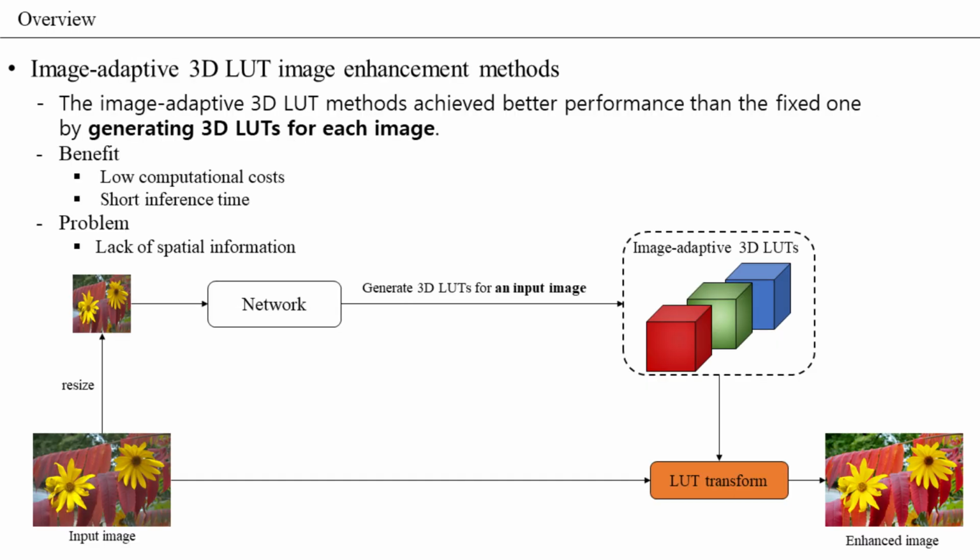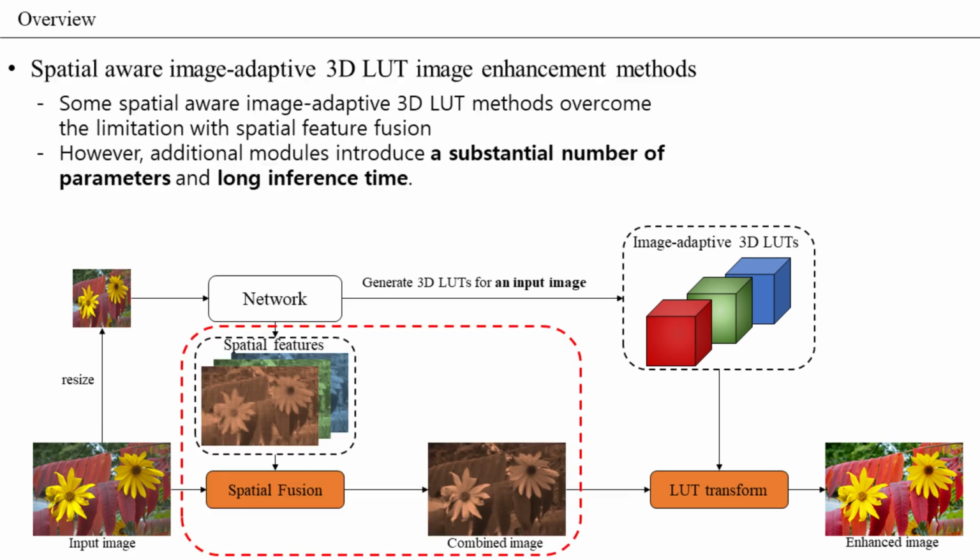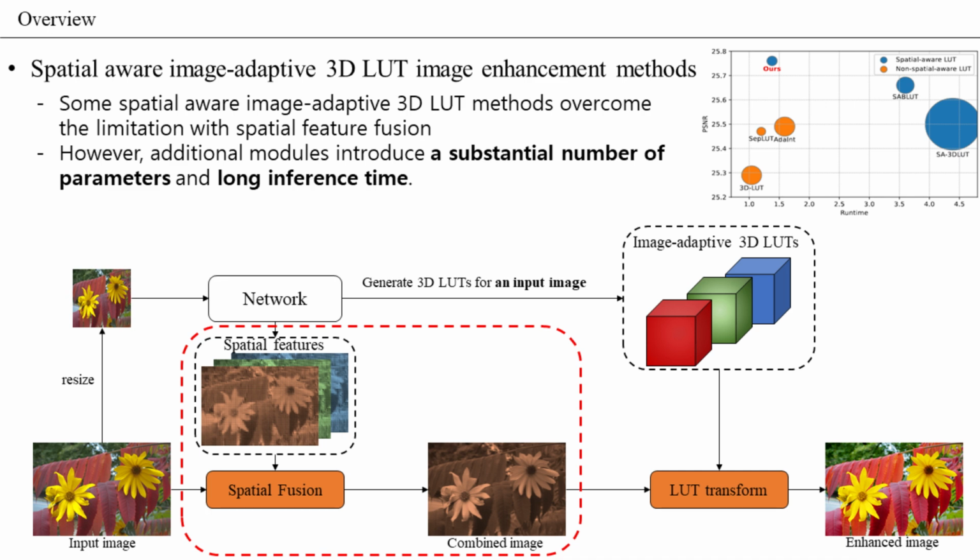As a combination of deep learning and 3D LUT, image-adaptive 3D LUT methods were introduced. The network generates image-adaptive LUTs for only one input image on every inference. These methods achieved better performance than the fixed one. However, they suffer from a lack of spatial information since the LUT transform only considers RGB values. Some spatial-aware image-adaptive 3D LUT methods overcome the limitation by combining spatial features. But this additional process introduces a substantial number of parameters and long inference time.